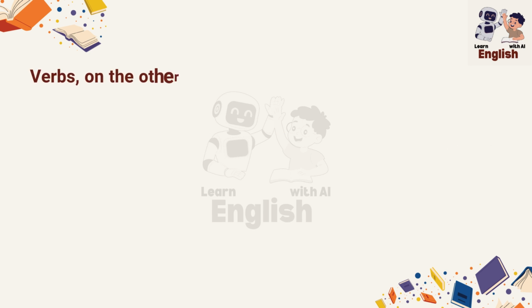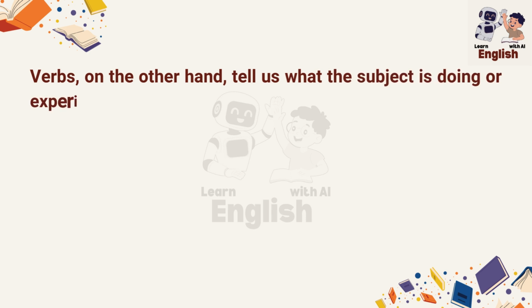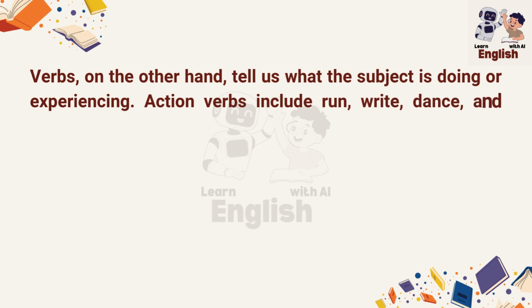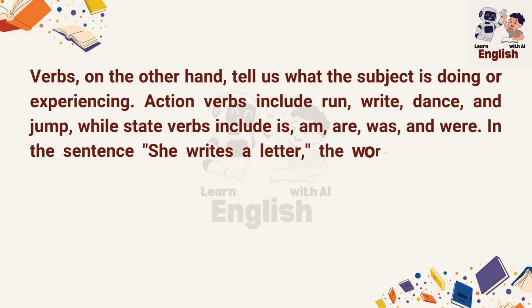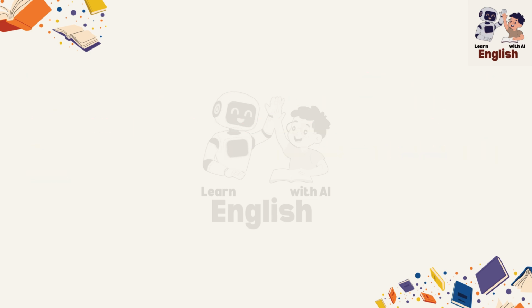Verbs, on the other hand, tell us what the subject is doing or experiencing. Action verbs include run, write, dance, and jump, while state verbs include is, am, are, was, and were. In the sentence "she writes a letter," the word "writes" is the verb.